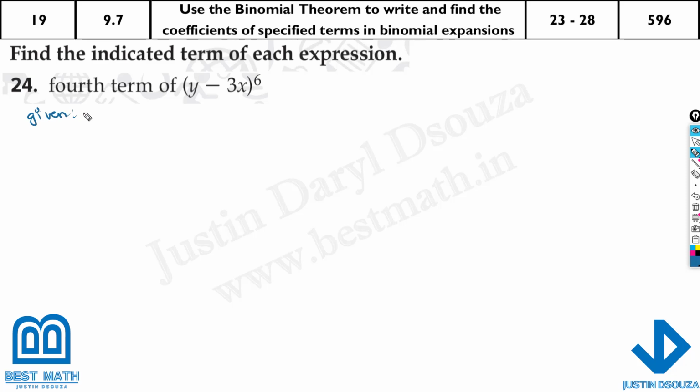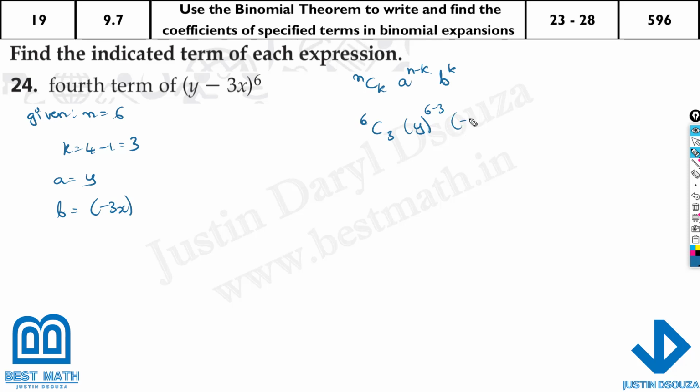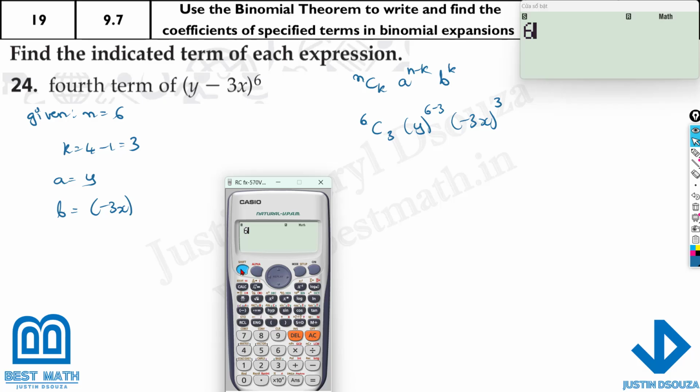Given. So first, let's write n equals 6. What is k? K equals 4 minus 1, that is 3. A equals y and b is equal to, now remember it's minus, so it's minus x the whole power, that's it. Now we will use the formula, it's nCk a to the power n minus k and b to the power k, and over here n is 6C3, and we have y to the power 6 minus 3, and b is minus 3z to the power 3. Then we can use the calculator, and even over here see minus 3 raised to power 3, we'll just use the calculator to get the values. To get C, it is 6, and then shift and division symbol gives you C value, and then 3, so it's 20. Over here we write 20 y to the power 3.